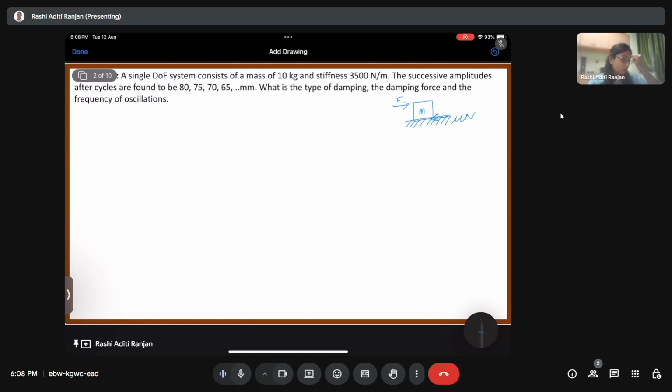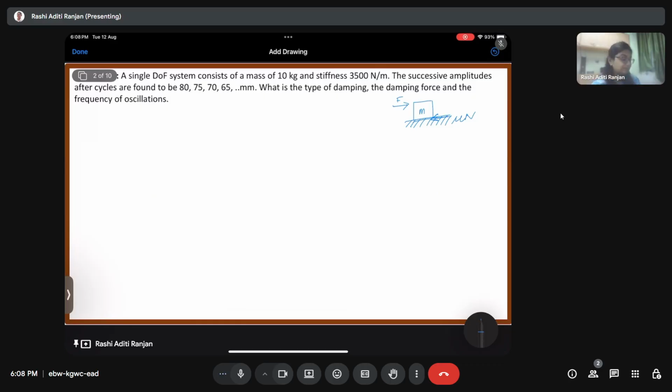Okay, so now when we talk about a single degree of freedom system, as the question says, a single degree of freedom system consists of a mass of 10 kg and stiffness 3500 Newton per meter. The successive amplitudes after cycles are found to be 80, 75, 70, 67 mm. What is the type of damping, the damping force, and the frequency of oscillation?